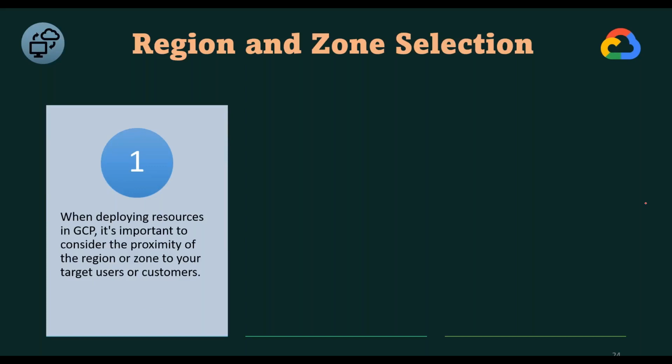What is this point, sir? When deploying resources in GCP, it's important to consider the proximity of the region or zone to target users and customers. What is this? See here, sir, I have a US, I have an India, nothing but Asia. Let me mention it as India. So this is India. My application is used by Indian people.